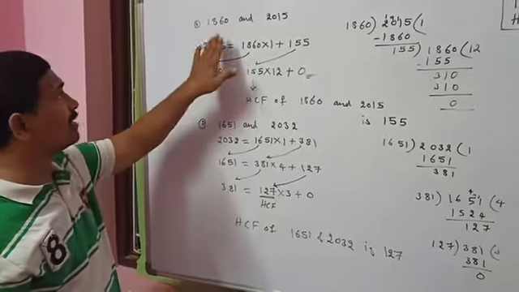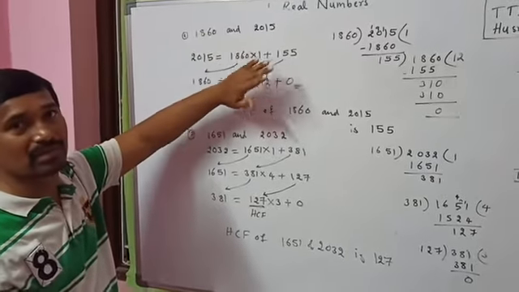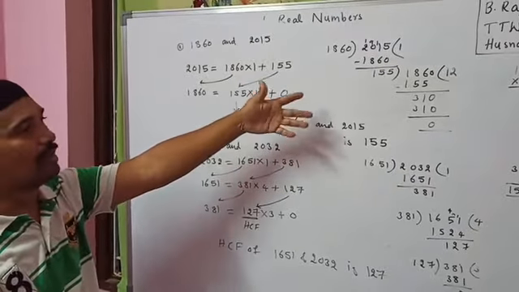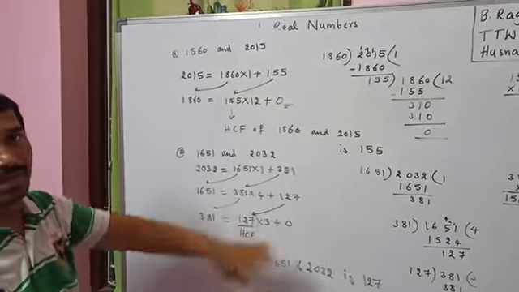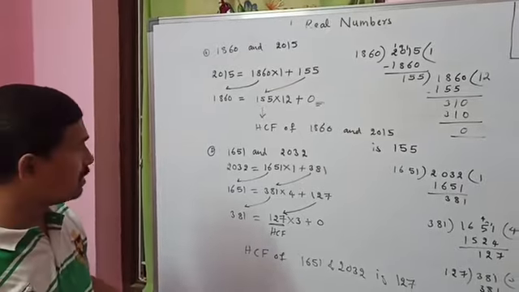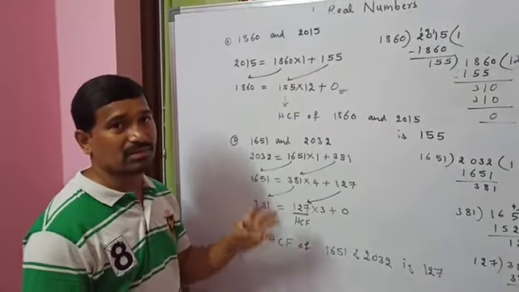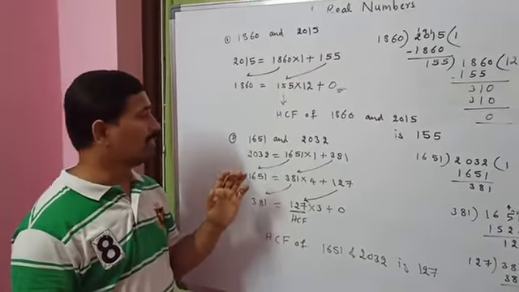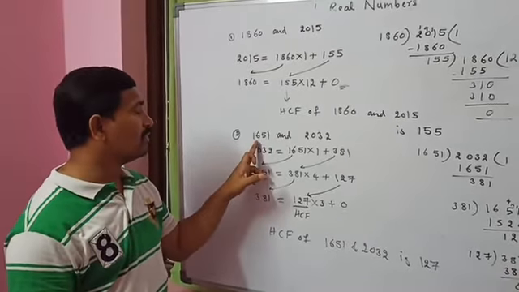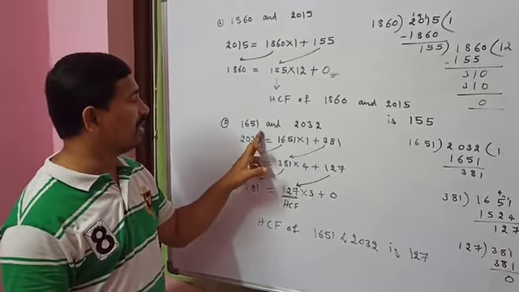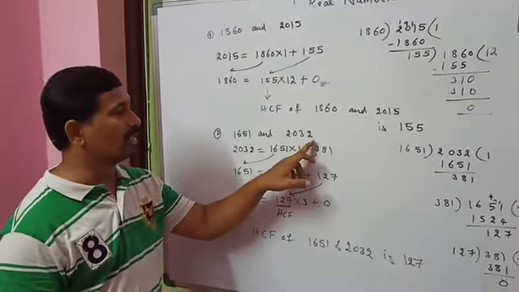Here there are large four digit numbers, don't fear. You go for multiplication, verify and subtract perfectly, so you can get the HCF. This is using the division algorithm. Let us see one more problem. Find the HCF of 1651 and 2032.